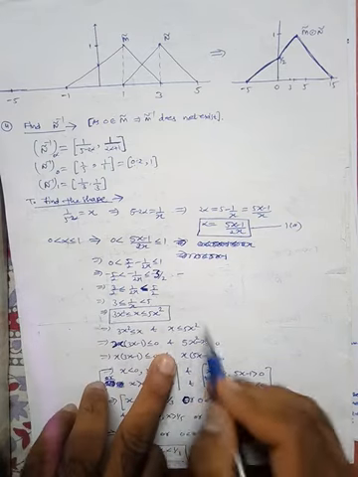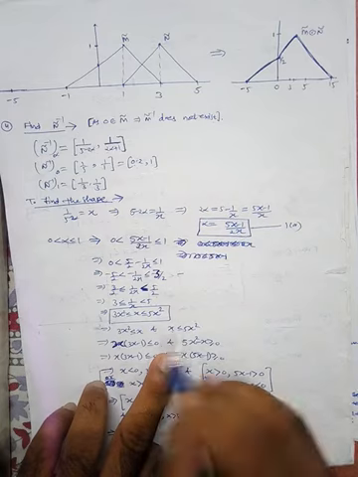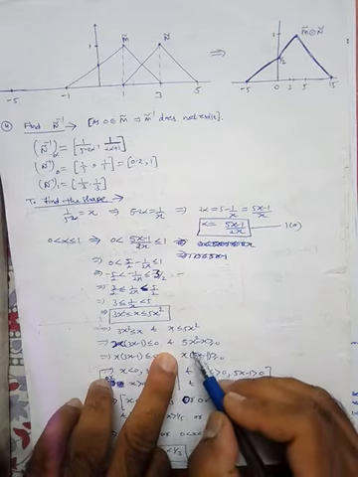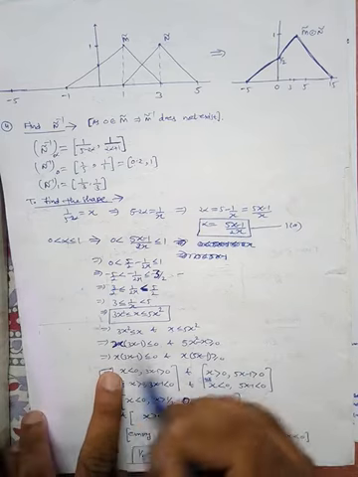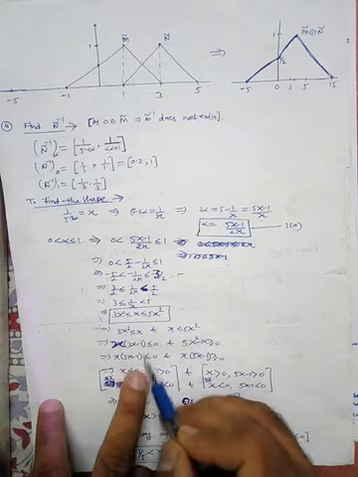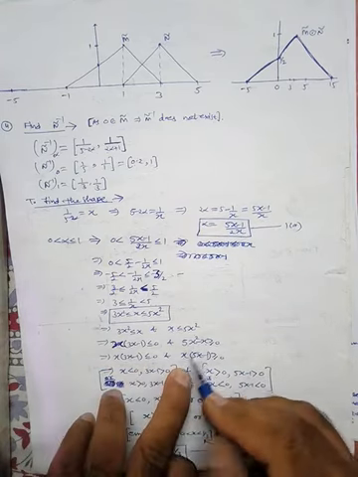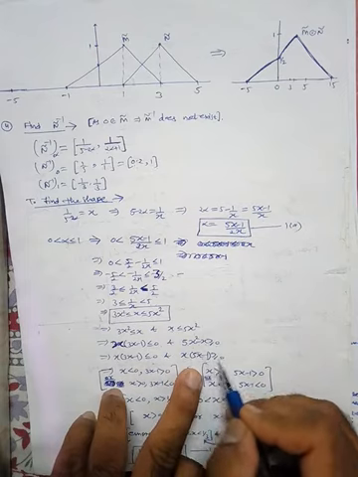And similarly, on the right hand side, take x common. So 5x square minus x is greater than or equal to 0. So from here we have x into (3x minus 1) is less than or equal to 0, and from here x into (5x minus 1) is greater than or equal to 0.